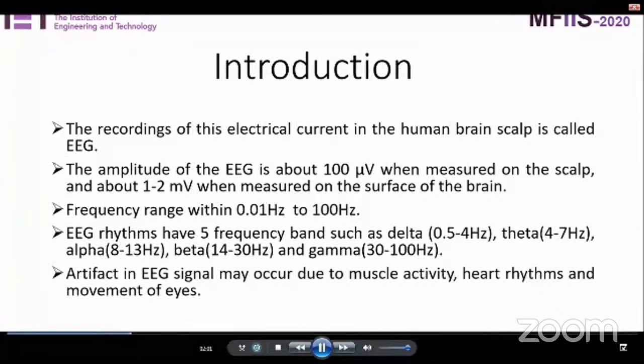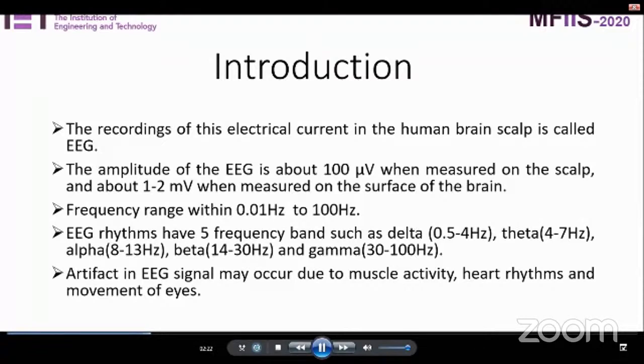The delta band frequency range is from 0.5 to 4 Hz. Theta band frequency range is from 4 to 7 Hz. Alpha band frequency range is from 8 to 13 Hz. Beta band frequency range is from 14 to 30 Hz and gamma from 30 to 100 Hz.